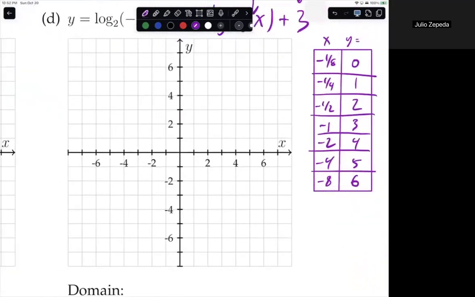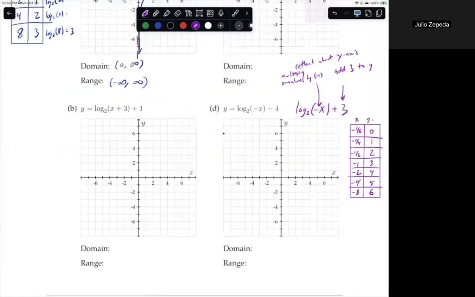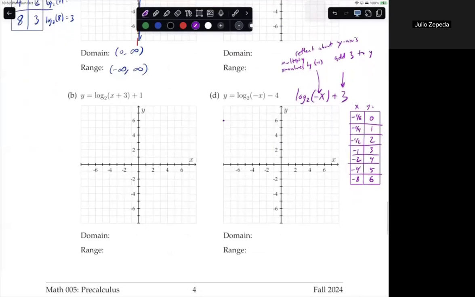I'm going to start with -8, 6. Before I do that, actually, everything is shifting up 3 units, so the range is going to be increased by 3. Well, negative infinity plus 3 and infinity plus 3 are still the same. But the x's are reflected. So what's the domain going to be?